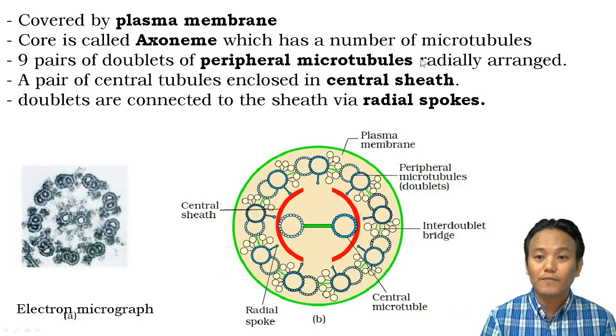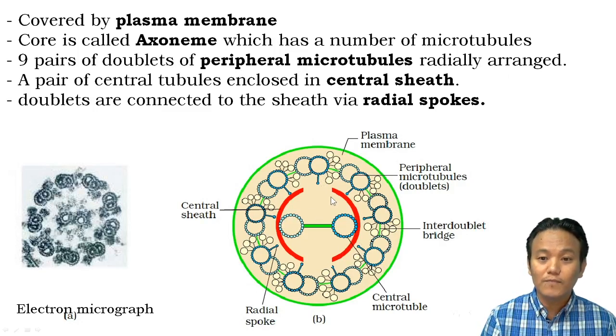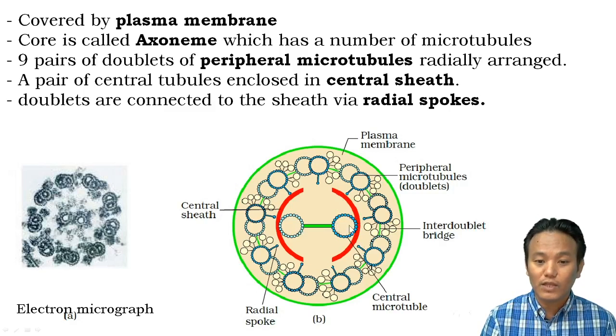So these are peripheral microtubules. Now inside there is a pair of central tubules which is enclosed within a central sheath. These are the central tubules, and this covering is called the central sheath.